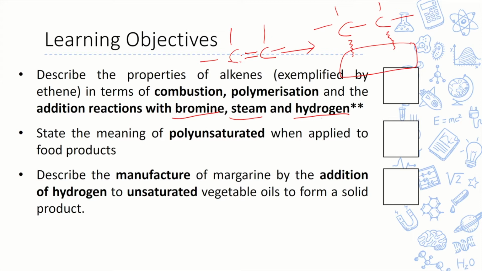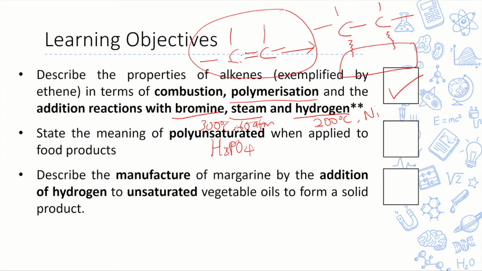So for hydrogen, it's called hydrogenation, 200 degrees Celsius with nickel catalyst. Whereas for steam, it's called hydration, 300 degrees Celsius, 60 atmospheric pressure, and then I also have my catalyst called phosphoric acid. Okay, and they can also react with themselves to form a long chain called polymer, and they undergo this reaction called addition polymerization. And likewise for all organic compounds, they can undergo combustion to produce carbon dioxide and water vapor.